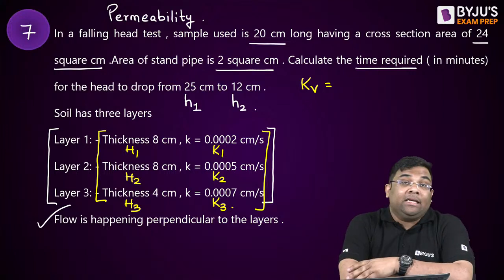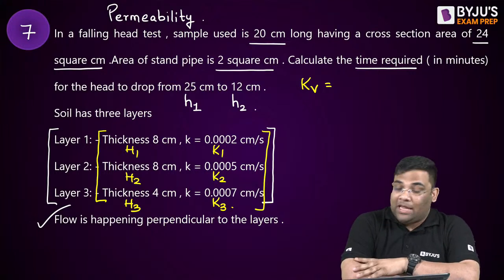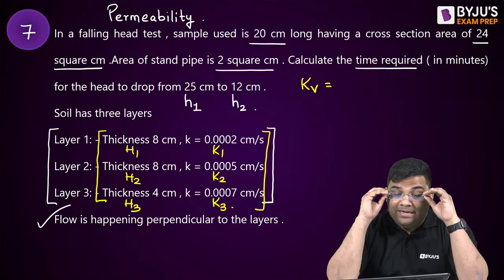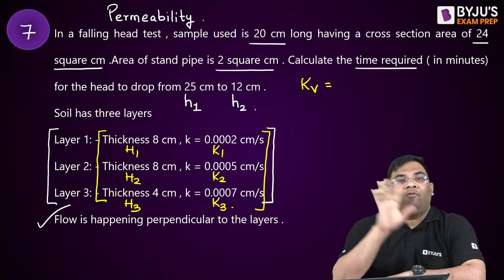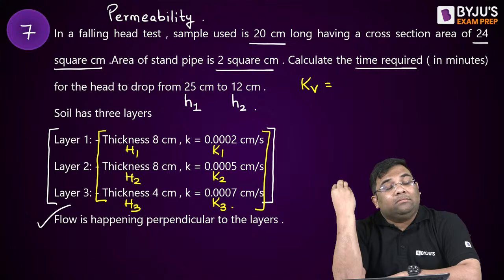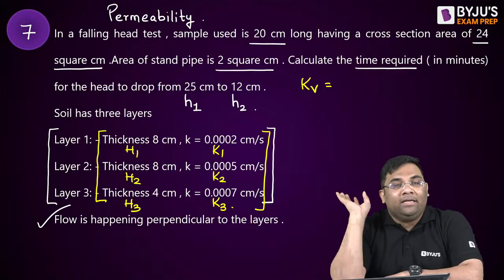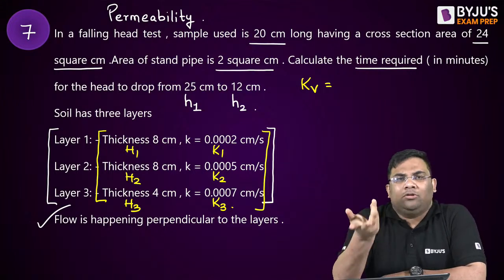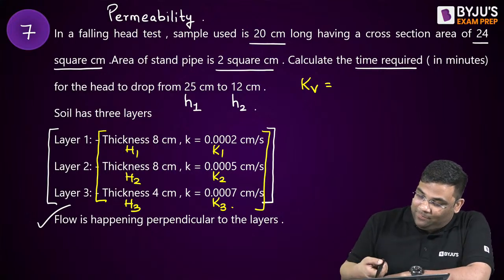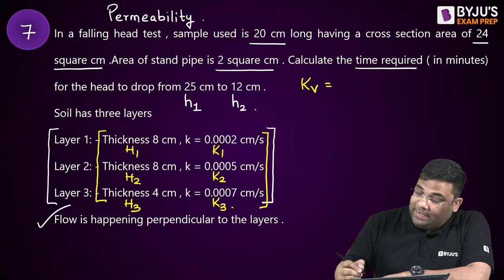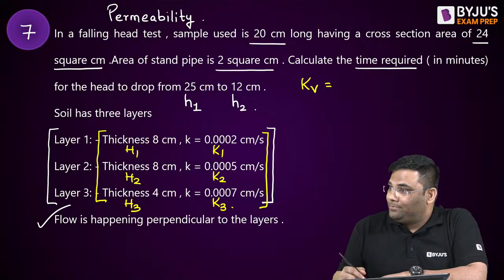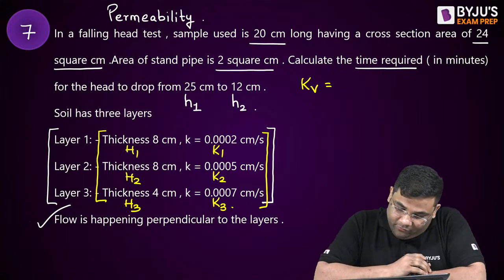All these questions are original questions. They are all framed by me. I frame my own questions, so all the questions you will find unique. You will not find them in previous year questions, or in any test series conducted in any coaching institute. If you find them, it was a coincidence. But 99.9% you will not find. Or if you find, they might have copied from my notes. Okay, find out K vertical.